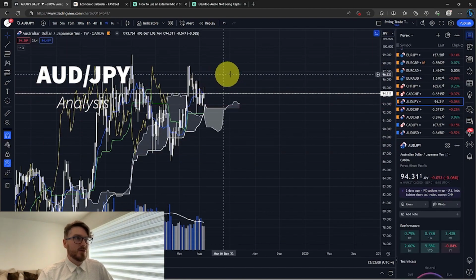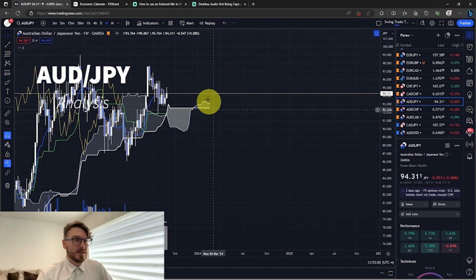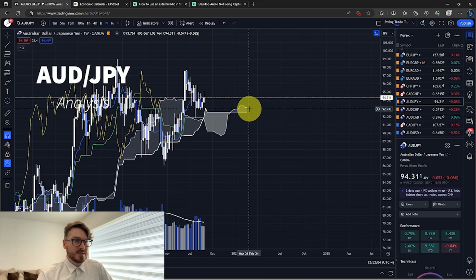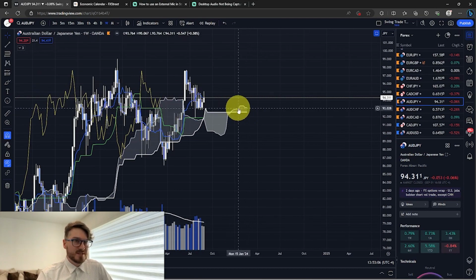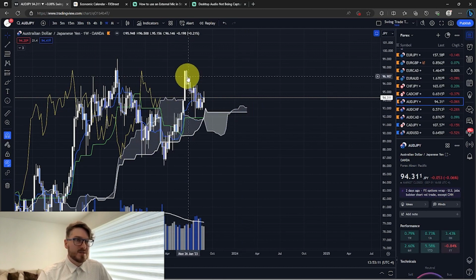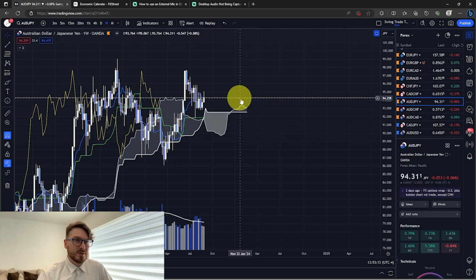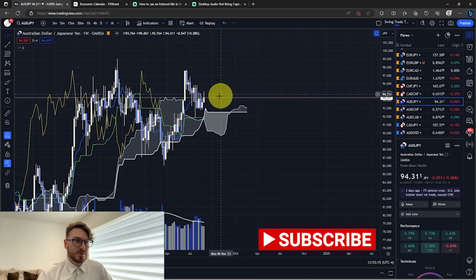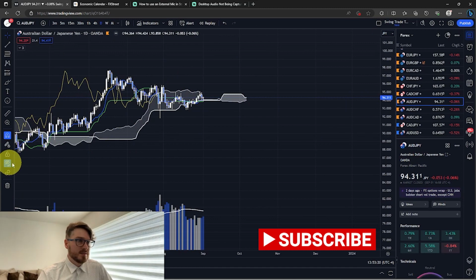Okay, guys, Australian dollar, Japanese yen. This is a bullish Kumo, but this is flat. Not enough steam. Perhaps this could be an N wave up like that, but we're going to need to wait for more steam to build up. And so until then, let's take a look here at the daily.